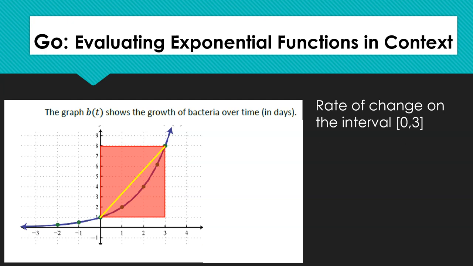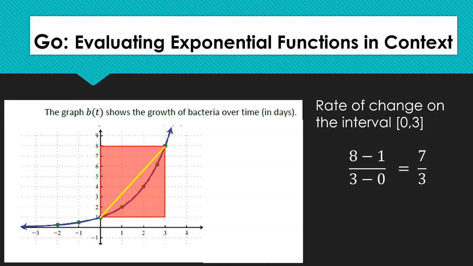We see that the part of the function represented by this interval is from the point 0,1 to the point 3,8. The rate of change would be the slope of a line that would connect the 2 points. When we divide the difference of the y values by the difference of the x values, we find that the rate of change for this interval of this function is 7/3.